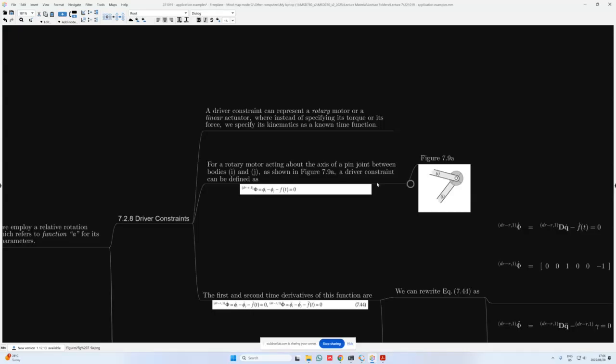And for a rotary motor acting about the axis of a pin joint between bodies I and J, as shown in figure 7.9a, a driver constraint can then be defined in the following form, where we have phi indicated in bold with a superscript dr-r, so this indicates that we're working with a driver constraint, and the r simply means that it's a rotary motor that we're considering, comma 1, and the 1 indicates that it subtracts 1 degree of freedom from the system. So a driver constraint is the same as a kinematic constraint in the sense that it subtracts the number of degrees of freedom in the system. And for both a rotary motor and a linear actuator, a single degree of freedom is subtracted, or a single driver constraint is added to the system.